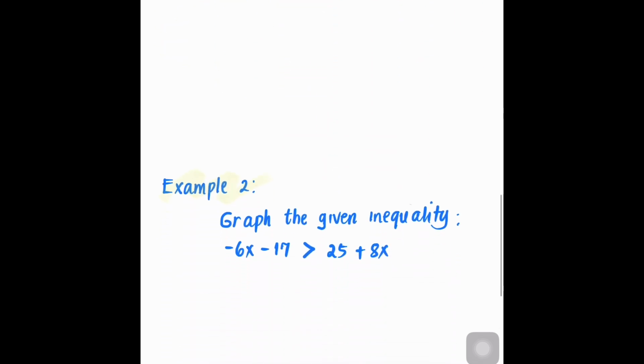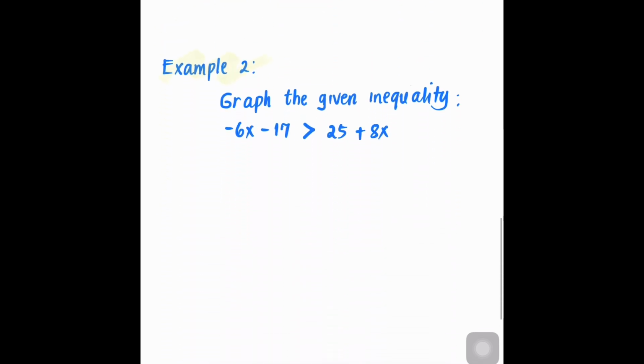Example number 2. Graph the given inequality. Whatever steps we did in example 1, we're going to be doing the same thing here. So negative 6x stays on the left. Positive 8x jumps over to the left, so from positive, it will become negative.